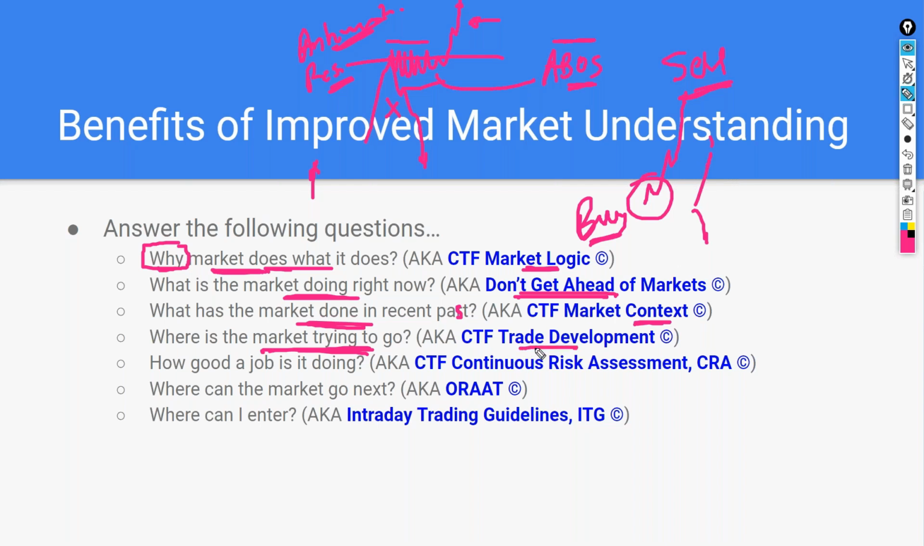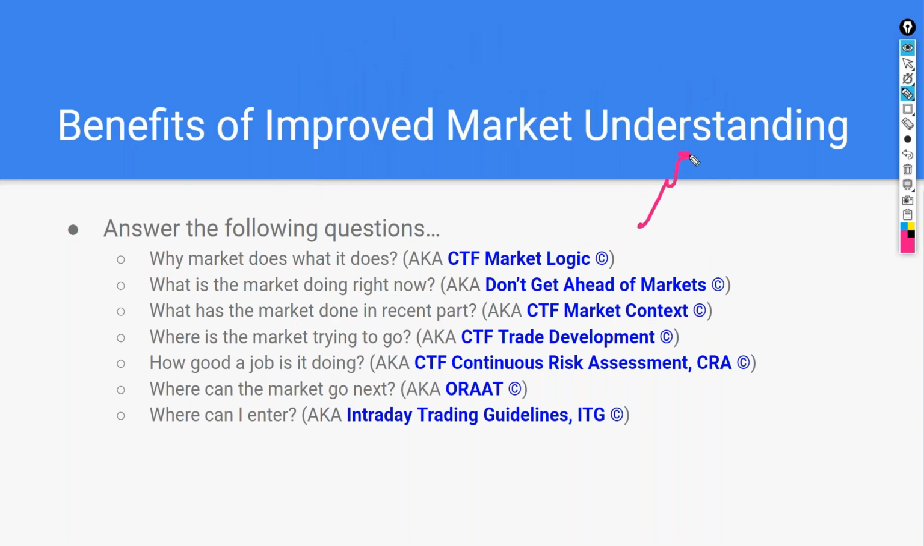We have the whole market development, trade development process to answer that question. And if at all you can answer like, okay, Dean, market is going higher, I know that. Why? Because it is, let's say, above the 20-day moving average, something of that system you're using, whatever, or there is a trend line or whatever. Can you tell me very clearly, is it doing a good job?